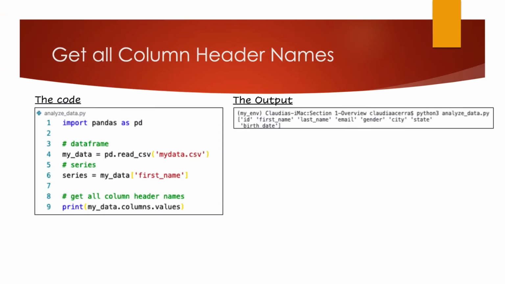Here we're going to see how to get all the column header names. Down here at the bottom, line 9 of our code, print my_data, which is my data frame, .columns.values, and you see we get all the column headers in the output.